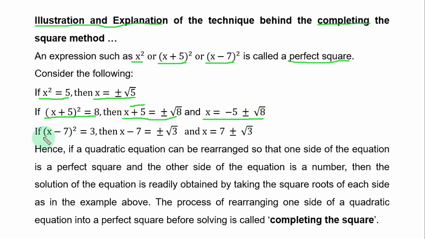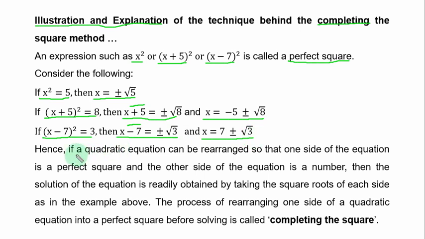Same thing happens to (s - 7) squared equals 3. First, you take the square root of both sides to remove the square from the left hand side. When you are done with that, you transfer minus 7 to the right hand side. It becomes plus 7. So s is equal to 7 plus or minus root 3.